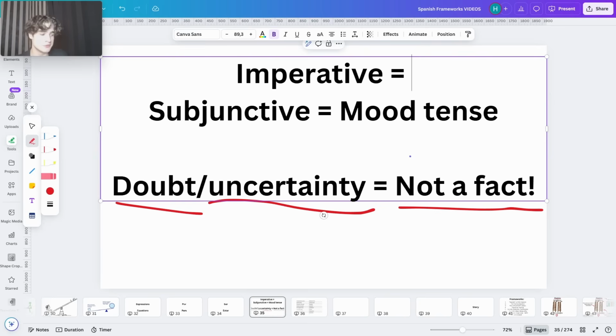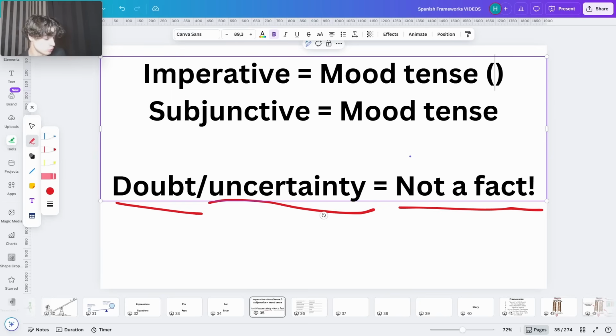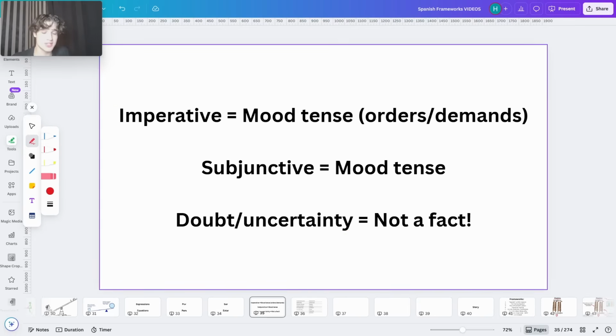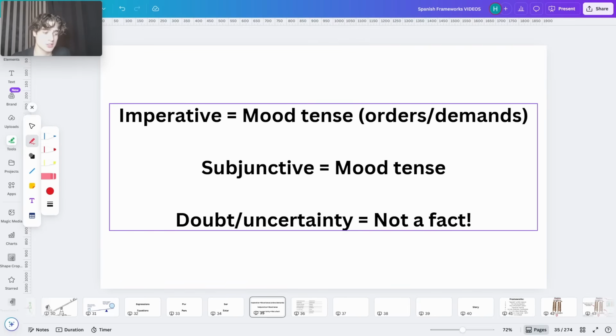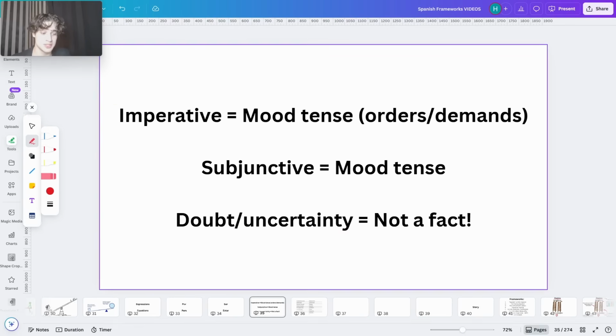And the imperative is just the same thing. It's the mood tense, but it's referring to orders and demands. And so what you notice is orders and demands are the same reason for the mood tense. Because anytime I order you to do something, you doing that thing has uncertainty to it. It has doubt to it. It's not a fact. And so me telling you to speak, me telling you to shut up, me telling you to help me, you doing that action, doing that verb is not certain. There's doubt to it. And so you'll use the imperative in that case.